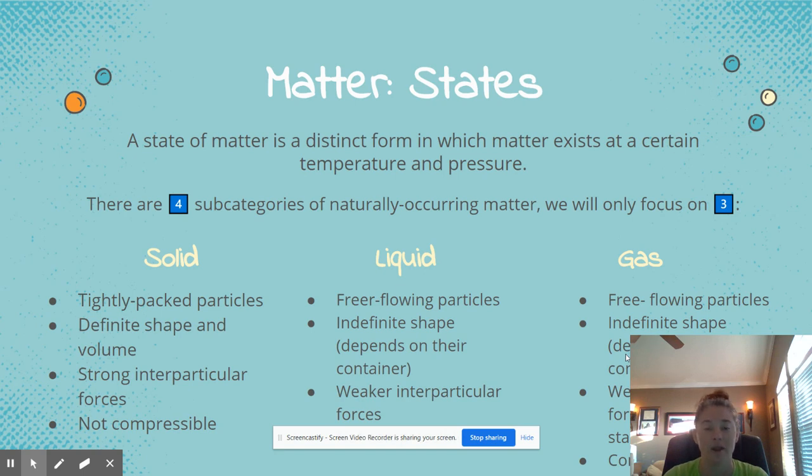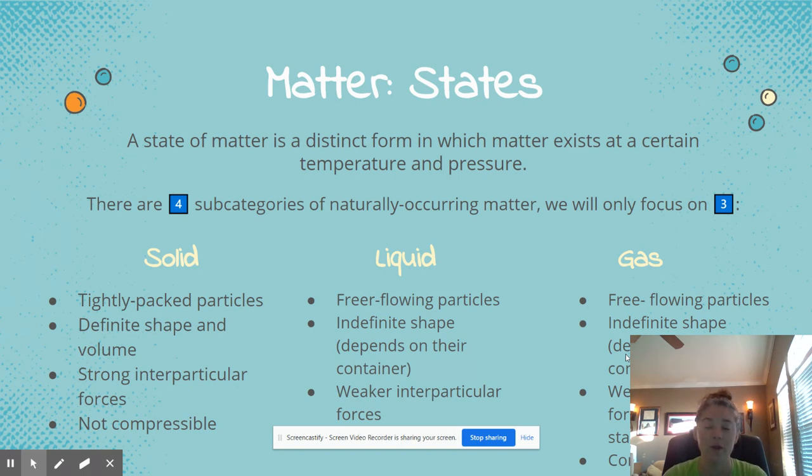Liquids are freer flowing particles, have more movement, they've absorbed some energy. They have an indefinite shape, which means they depend on their container, and they have weaker interparticular forces. They're not as tightly bound together, so they have a little bit more movement, and they're not compressible.